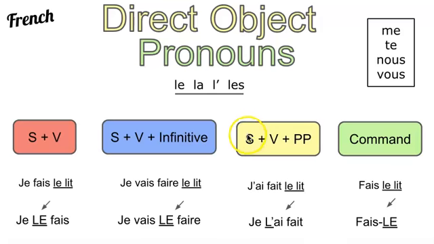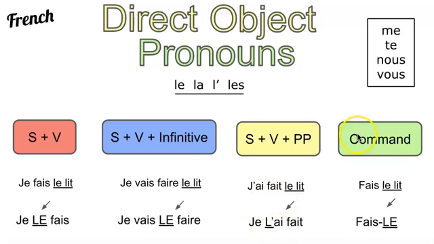For our third position, we have subject plus verb plus past participle. When you have subject plus verb plus past participle, your pronoun will go before the auxiliary verb. For example, j'ai fait le lit changes to je l'ai fait. I made the bed. I, it made.